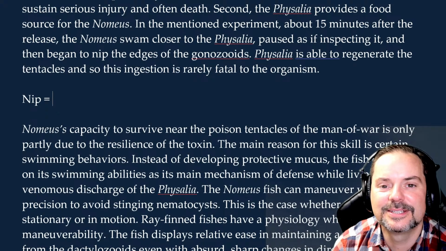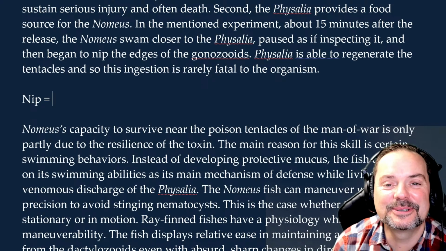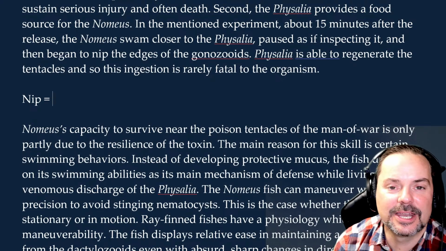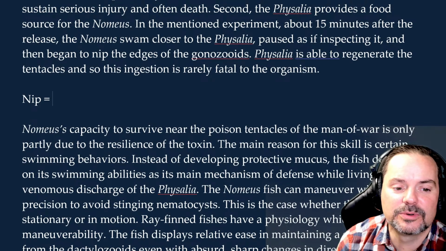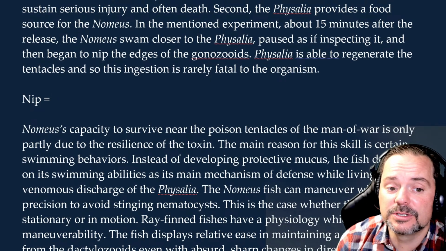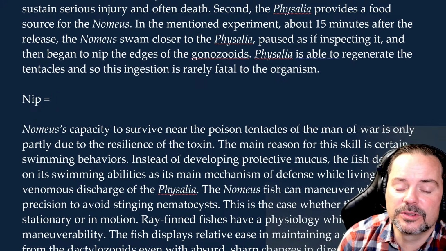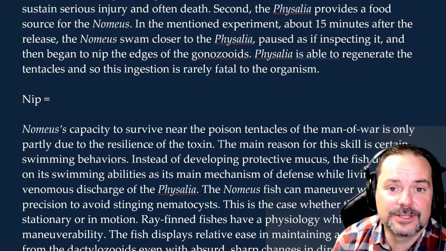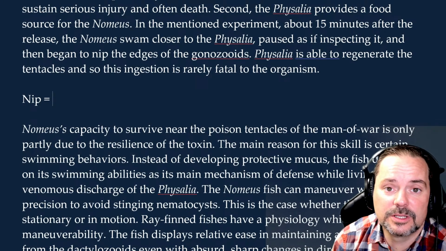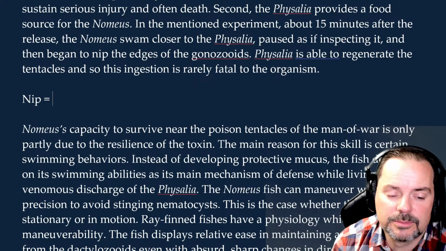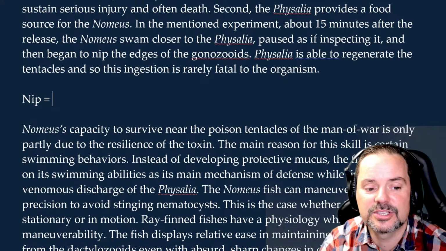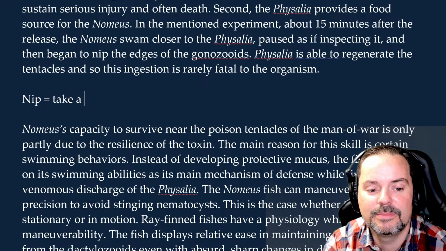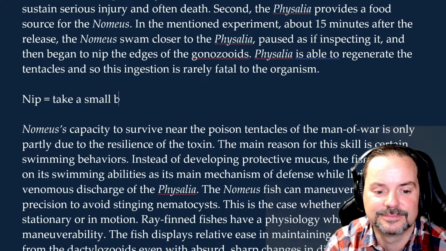It's interesting, and it's a good word to know. That's why I'm encouraging everybody to learn the vocabulary, because sometimes these seem like words you've never heard, but they're actually common words that you might just not be familiar with yet. Nip means to take a small bite.